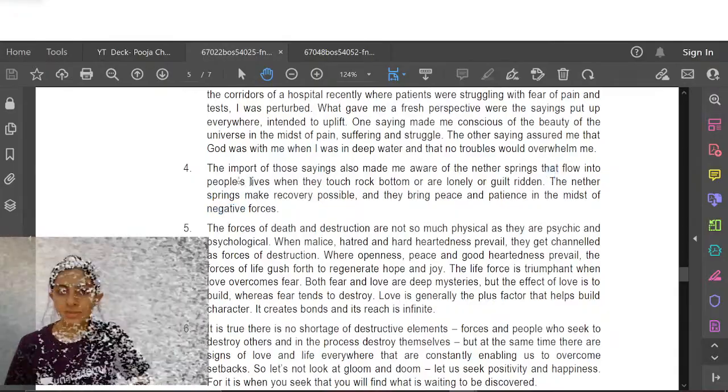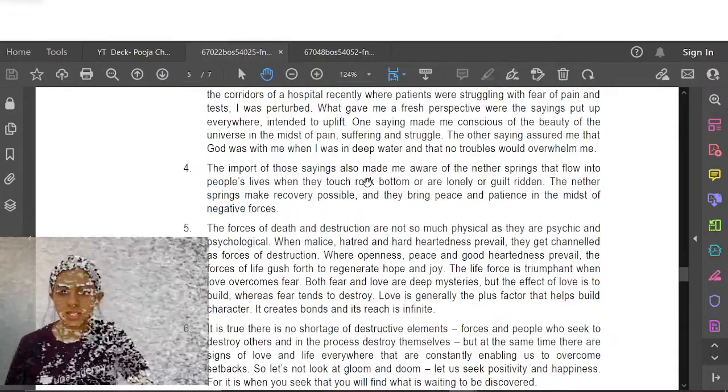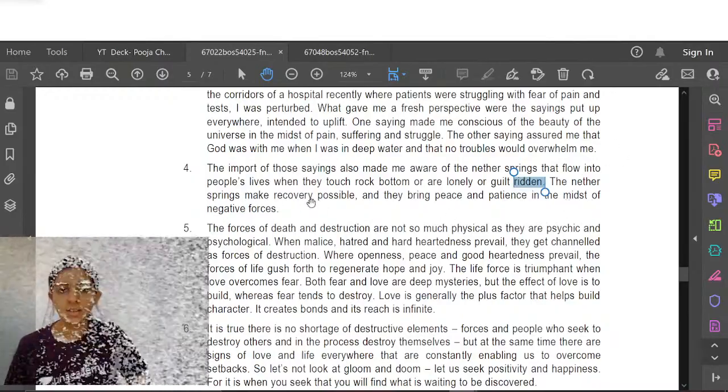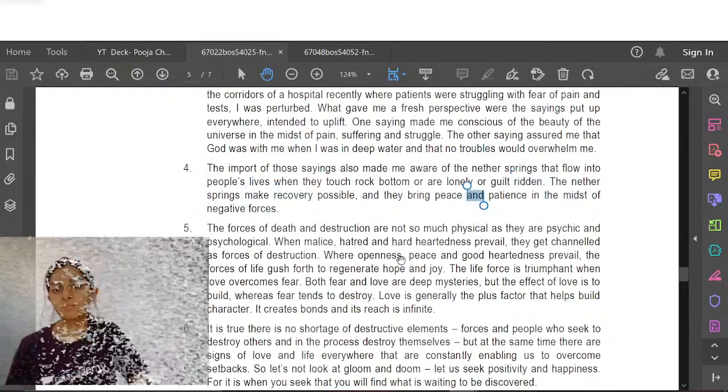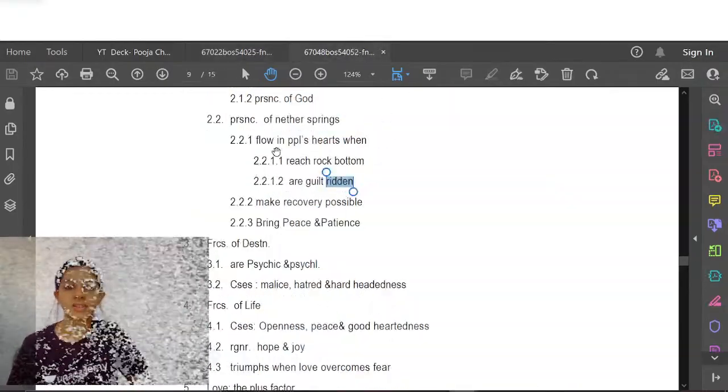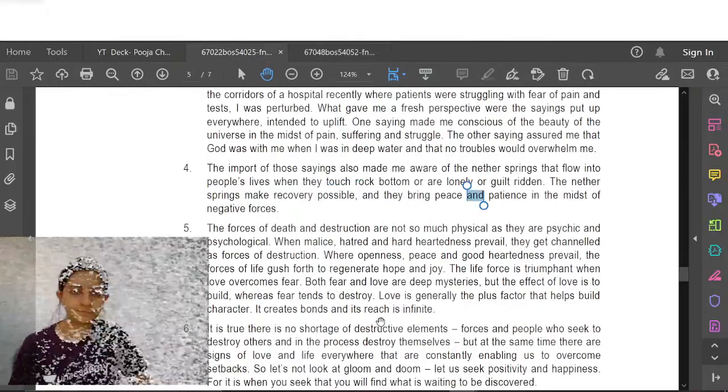Flow into people's life. They touch rock bottom, lonely or guilt-ridden. 1 point. Second, recovery possible, bring peace and patience. 3 points. First point having 2 more points. Now, let's see the next one.